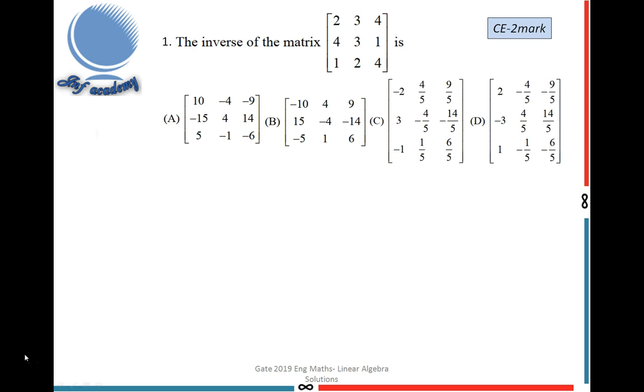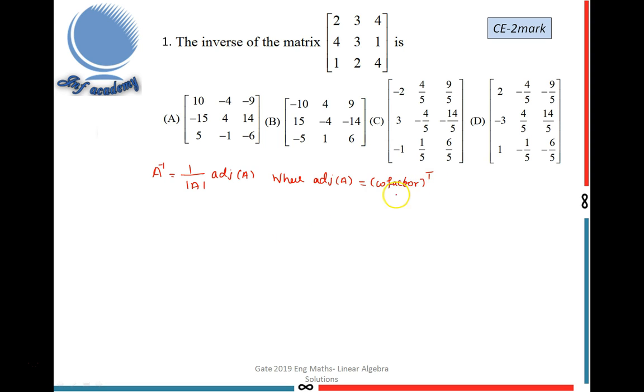The first problem is the inverse of the matrix. One 3 by 3 matrix is given. You have to find the inverse of the given matrix. This question is from the civil department. It has 2 marks. First I write the inverse formula. A inverse equals 1 by determinant of A into adjoint of A, where adjoint of A equals the transpose of the cofactor matrix.